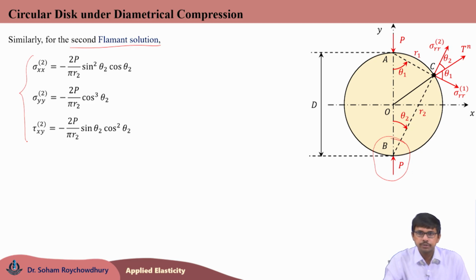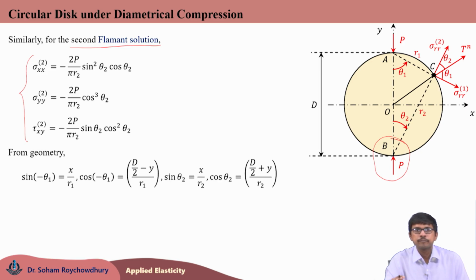So, now we have obtained the state of stress for both Flamant solutions in the xy or rectangular Cartesian frame, and also the solution for the third case, that is the uniform radial loading acting on the entire cylinder periphery. So, all three solutions we have obtained. Now, if you consider the geometry, because theta 1, theta 2, r1, r2 are required to be related.